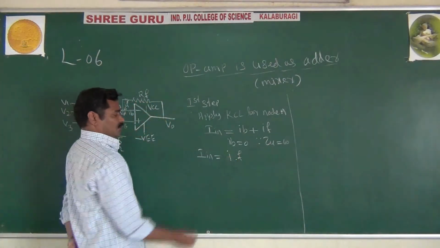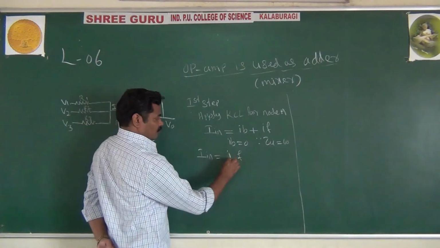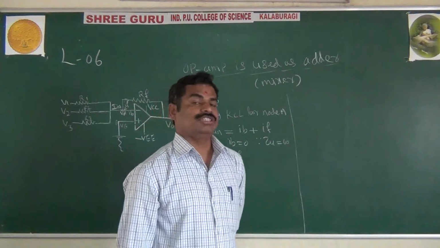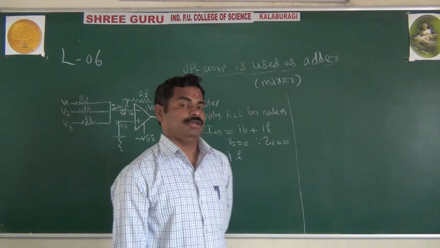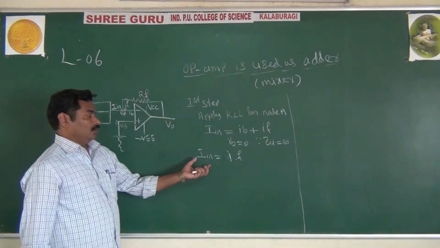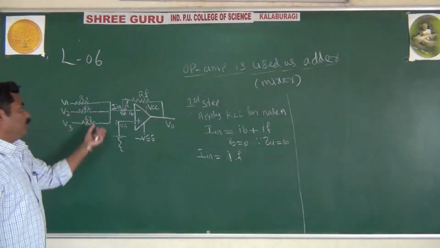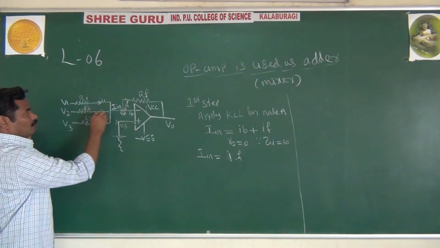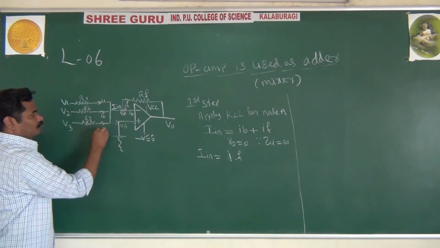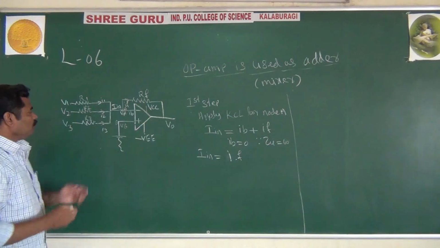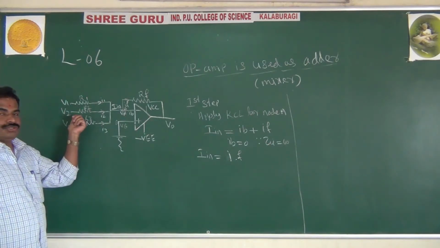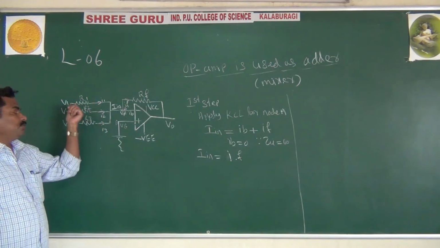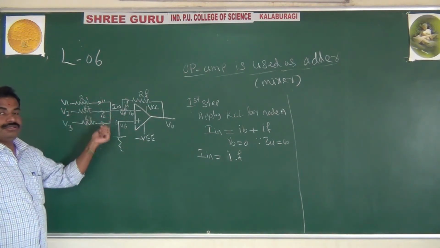Now, how did we do this in the last class? How can we write current in terms of voltage and resistance? According to Ohm's law, current I is equal to V by R. Here we have I1, I2, and I3, because we are considering three input voltages. That is where we get the three currents.